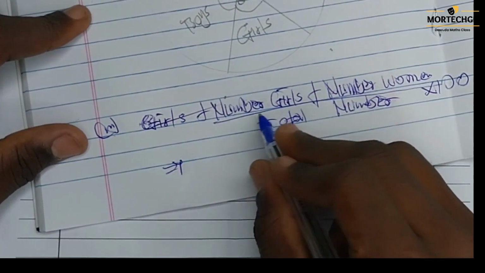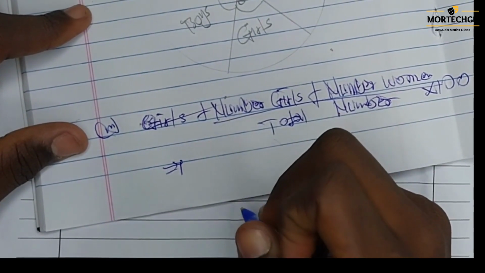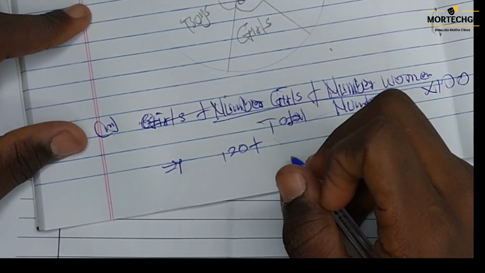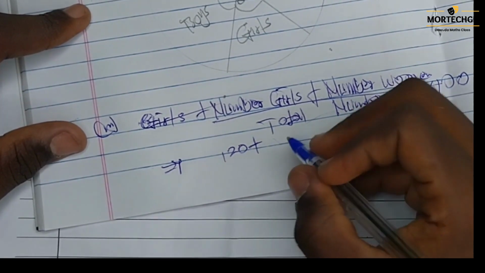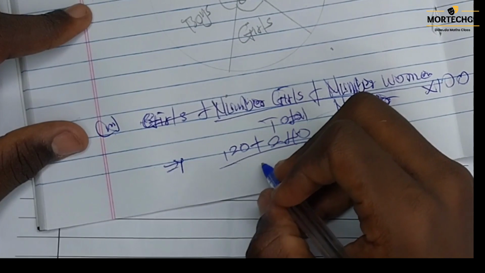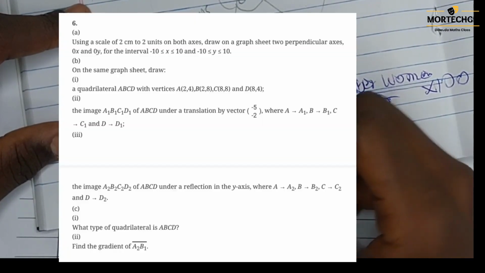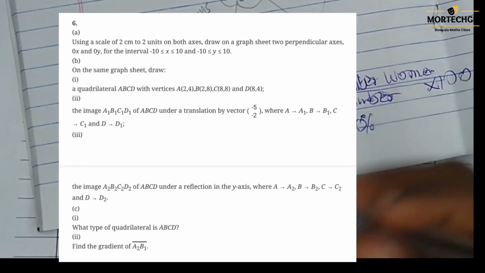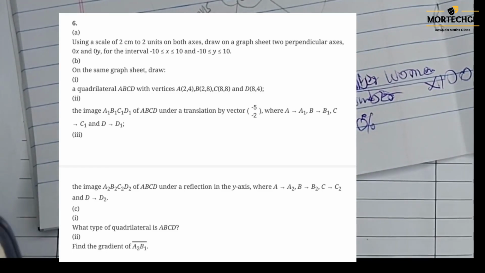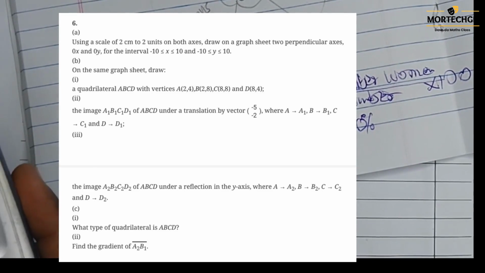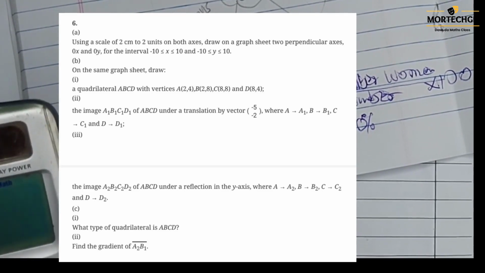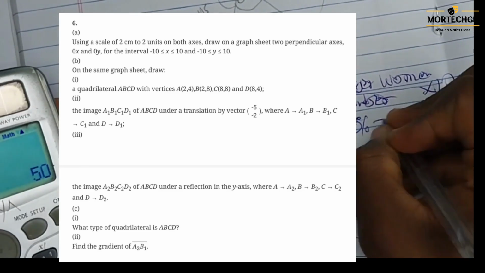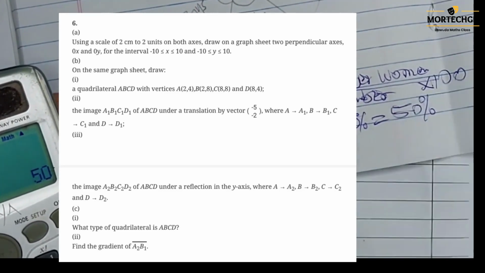This will give you the total number of girls is equal to 120 plus total number of women is equal to 240, all over the total number of people at the rally. If you sum all of them, it gives you 720 times 100%, right? So 120 plus 240 all over 720 times 100 will give you 50%.